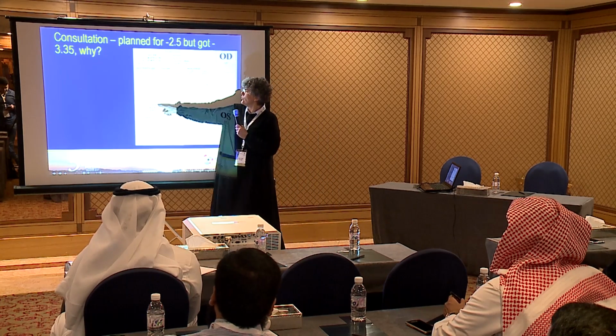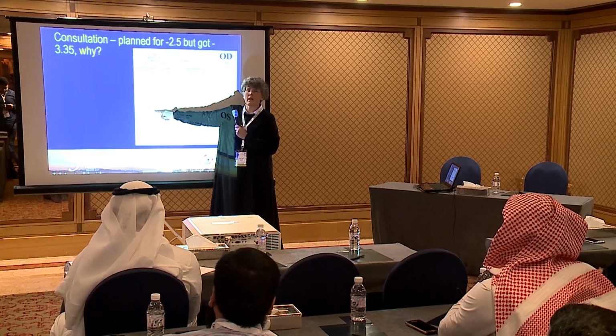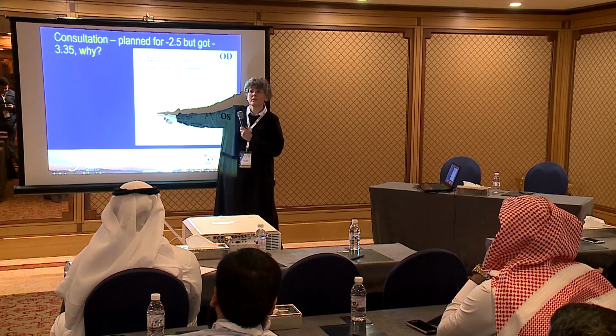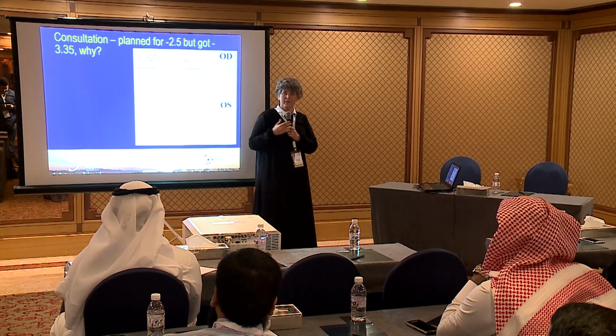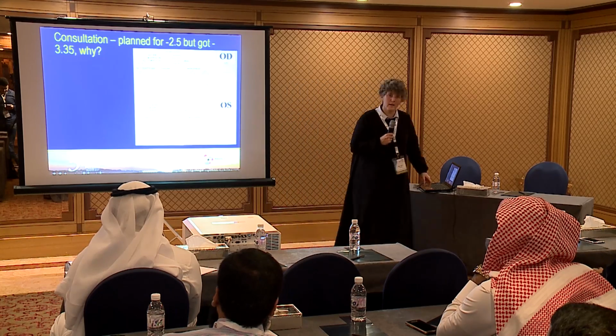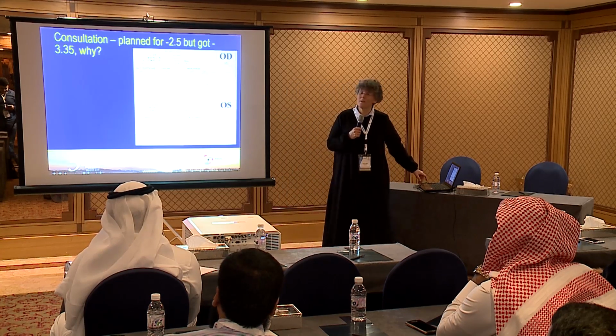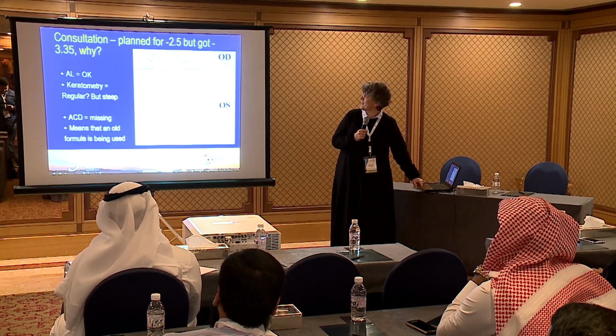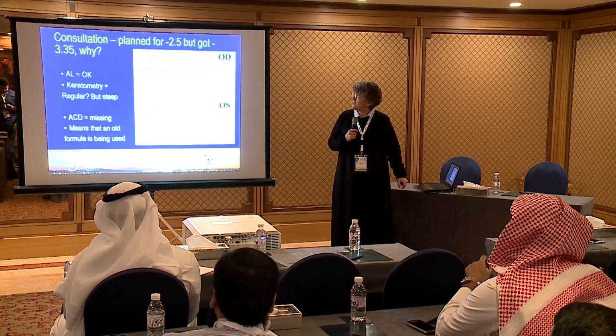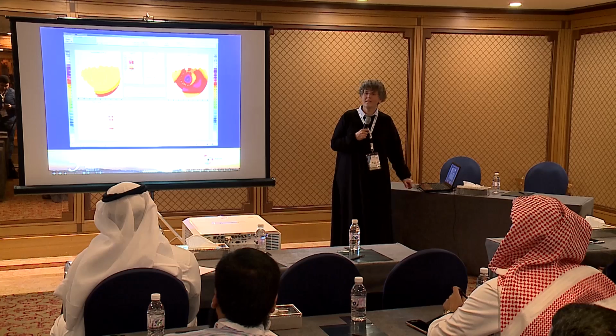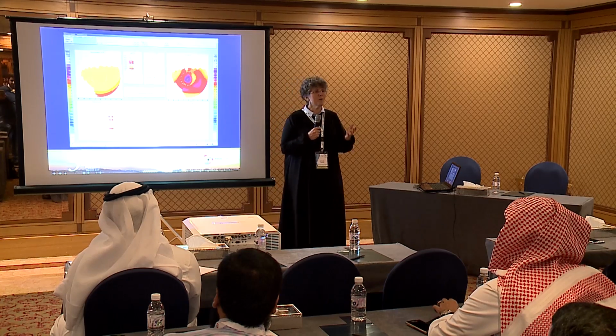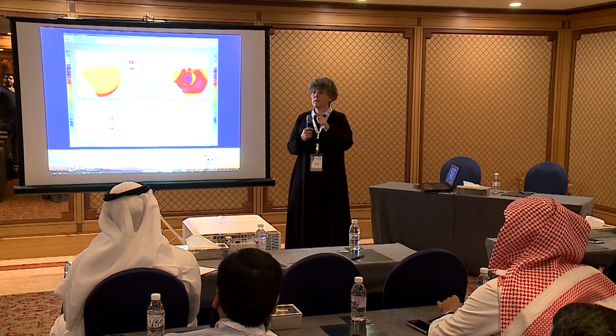The axial length is 24.45, but his K readings are 48. So there's something fishy here, okay? This patient probably had an abnormal cornea. I think he was allergic, and I'll show you why in a second. So the ACD is missing. This patient had a keratoconus. So it's not enough to look at the biometry and just pick the lens.